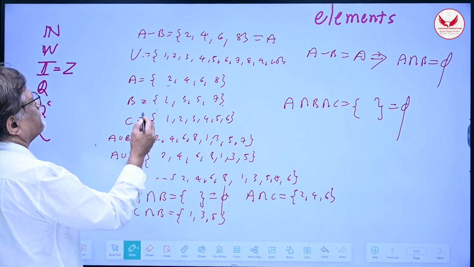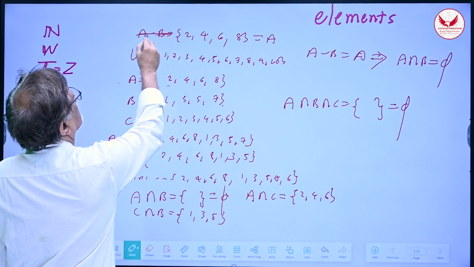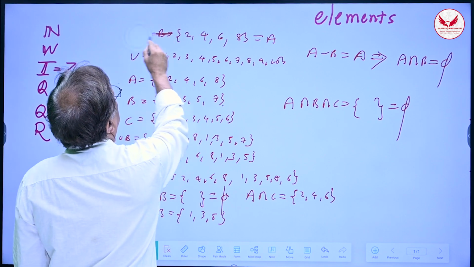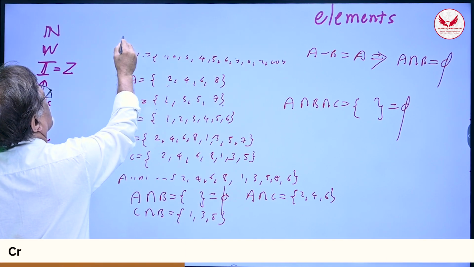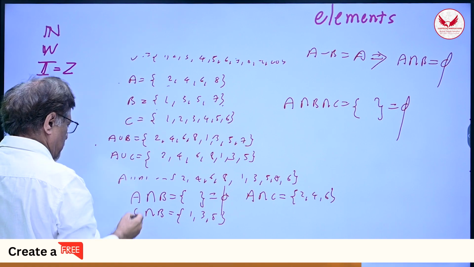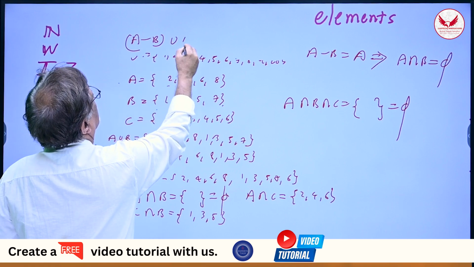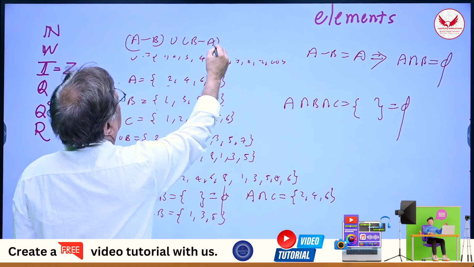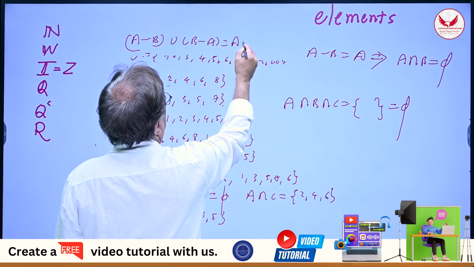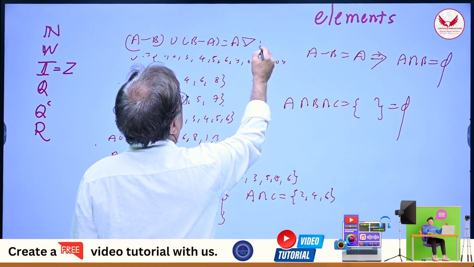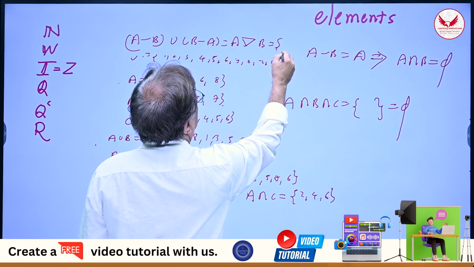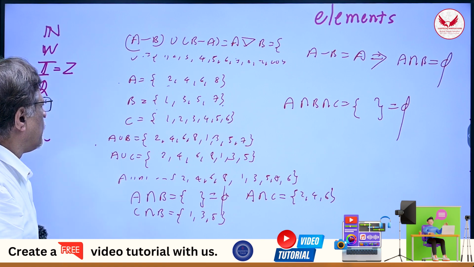What is it called? Symmetric difference. So what is A minus B union B minus A? Actually, it is called A del B. A del B. Correct?